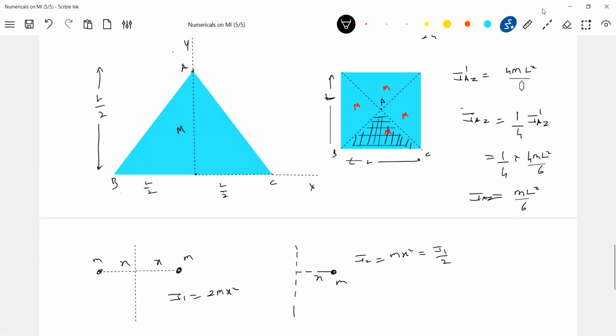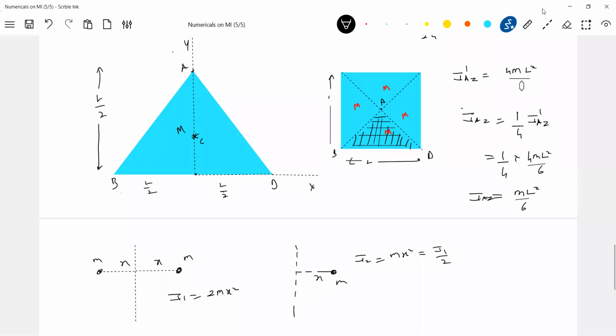If you know I_AZ, can we calculate the center of mass of the system? Where will the center of mass of this triangular plate be? Somewhere here. I think I should use the symbol C here because I'll do one thing.